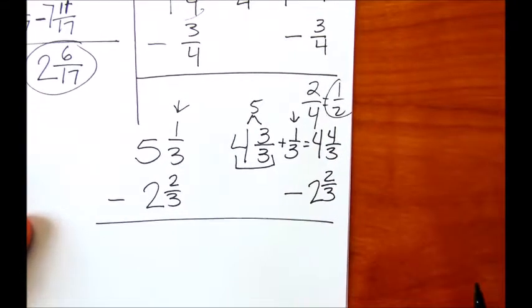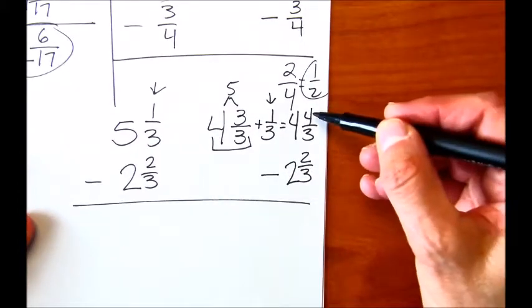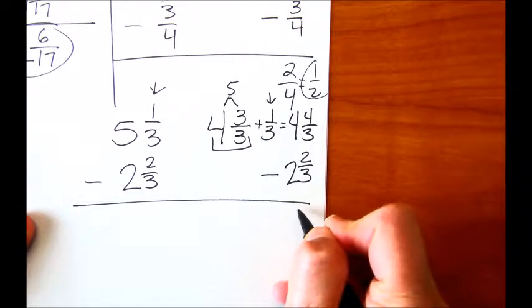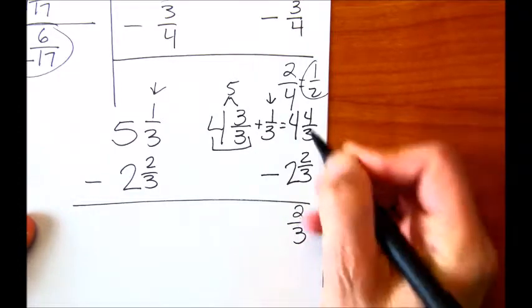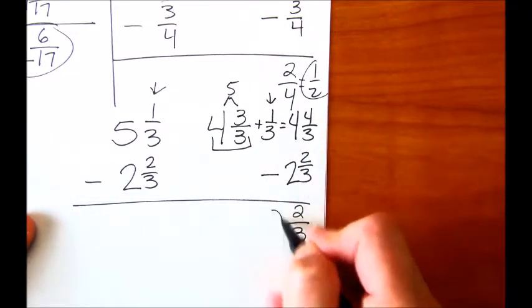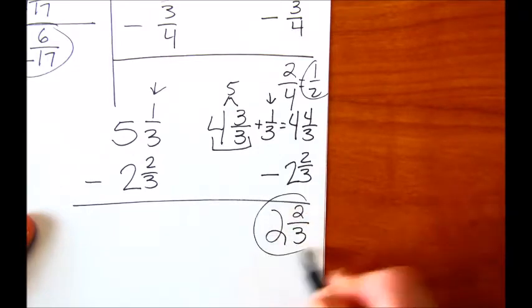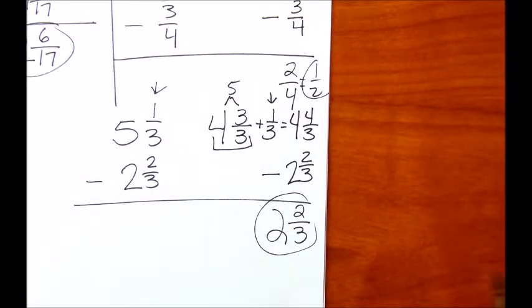I'm not changing that one. Now I'm just going to subtract. 4 take away 2 is 2, and I'm working in thirds. 4 take away 2 is 2, so 2 2/3. And that is going to be the result.